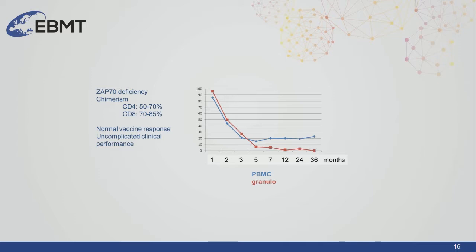And the patient was doing fine. From a clinical perspective, there was nothing wrong. From a chimerism perspective, we got a bit nervous. And the patient continued to drop until about half a year post-transplant, and then stabilized at very low levels of donor chimerism.